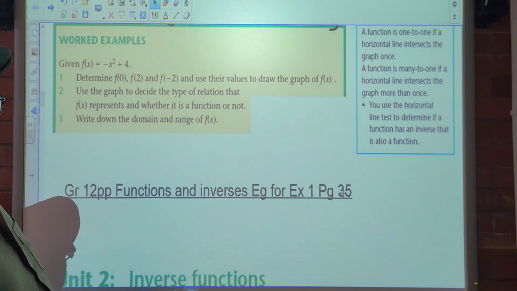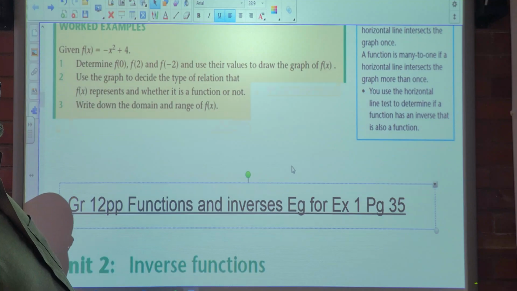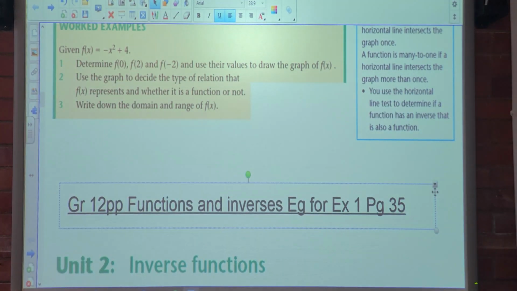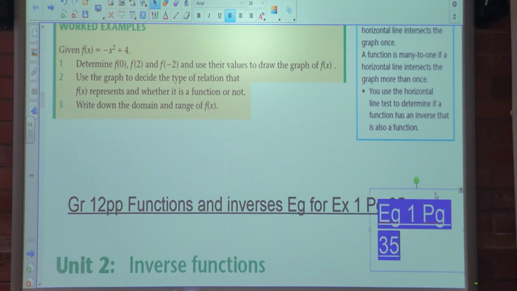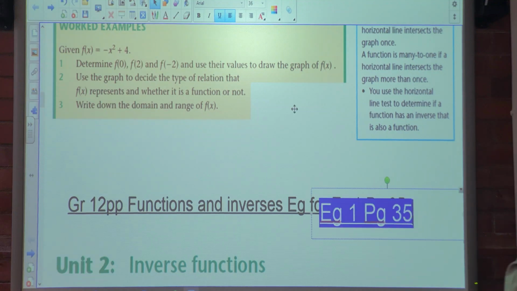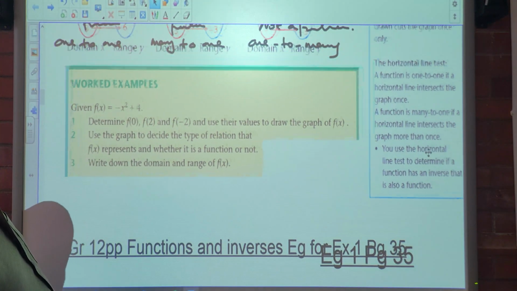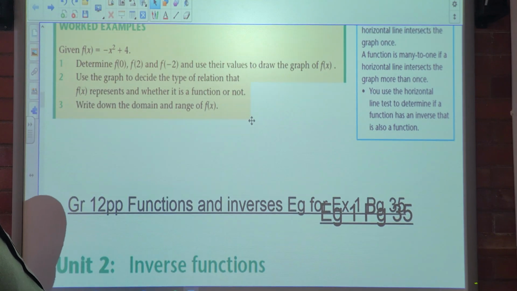Alright, so we will be looking at example 1. Example 1 is on page 35. Okay, so let's just take this out here. Alright, so let's look at the example.